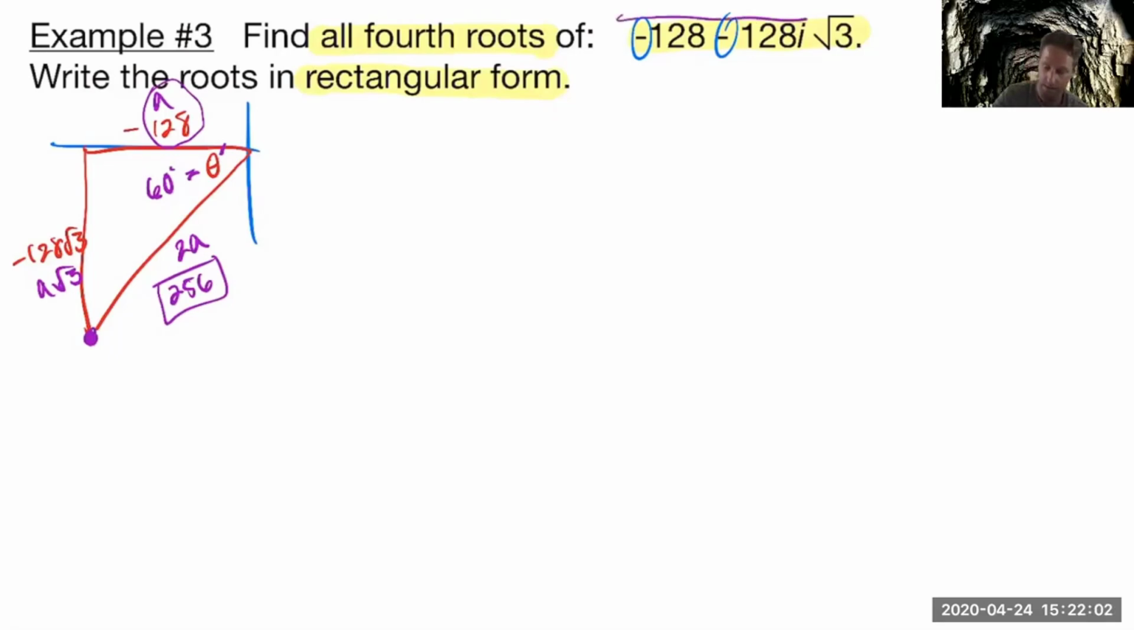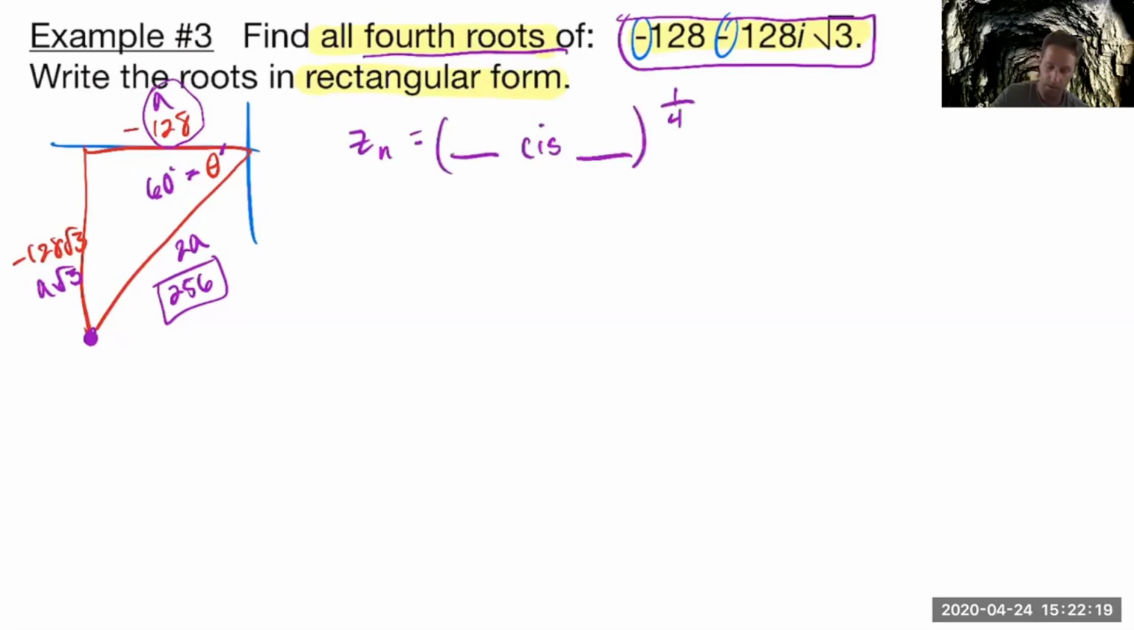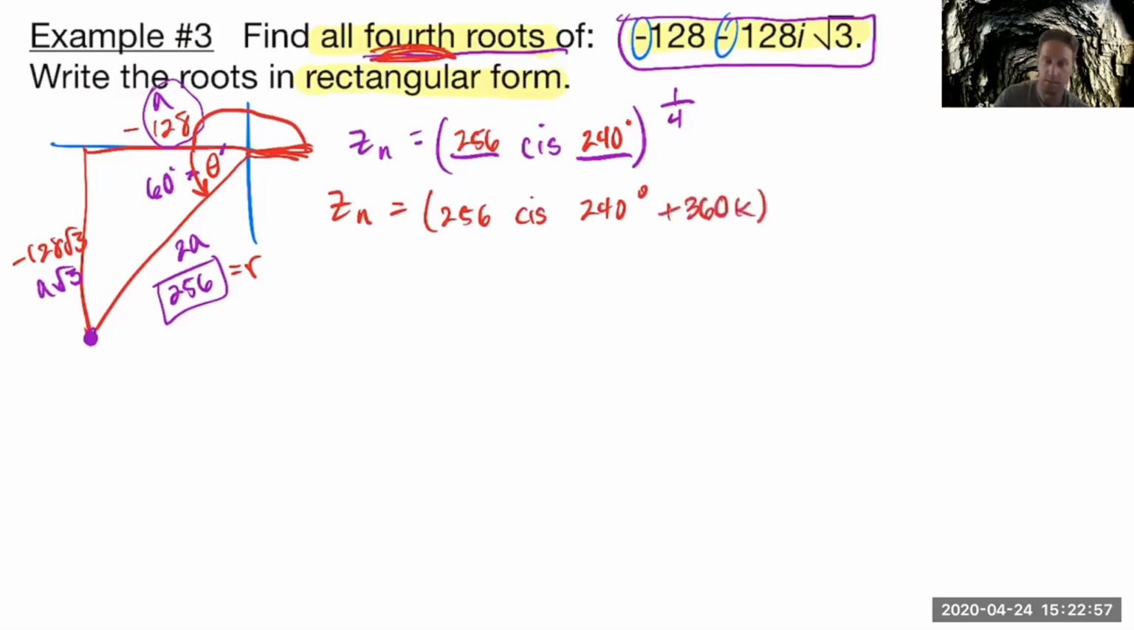So I can now take this original form that they gave me, and in order to find the fourth roots of it, I will say, well, I can rewrite that as r cis theta raised to the 1/4. And in order to do that, we found our r was 256. And careful, our theta from here all the way to 180 plus 60 more would be 240 degrees. Don't put 60 there. All right. And before I give them those answers, remember, so that I can get all four roots, I will add in 360 k times.